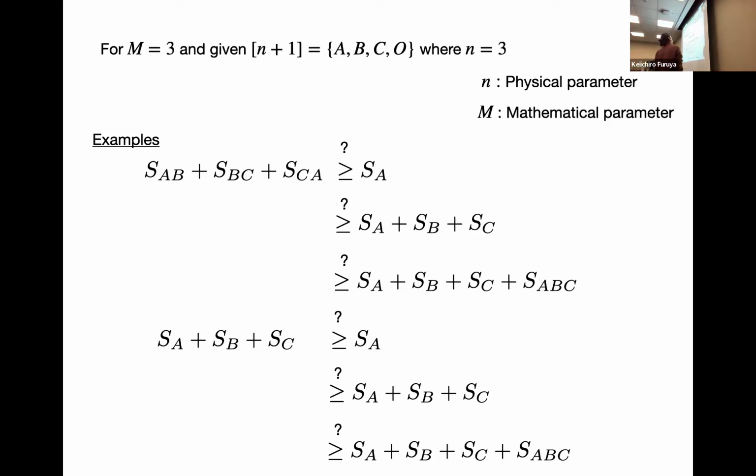One thing I want to mention is that the capital M is what I will call the mathematical parameter, because this controls the number of terms, and it doesn't really tell you about the parameter for the physics, but small n is a physical parameter. It tells you how many subregions that you're going to deal with.